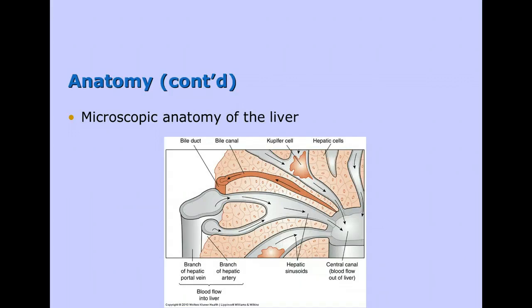Here's an example of what those might look like. We have the hepatic cells here within the liver, but then in these sinusoids here where things drain into the blood, you see these Kupffer cells, which help clean up any undesirable items that may be there.